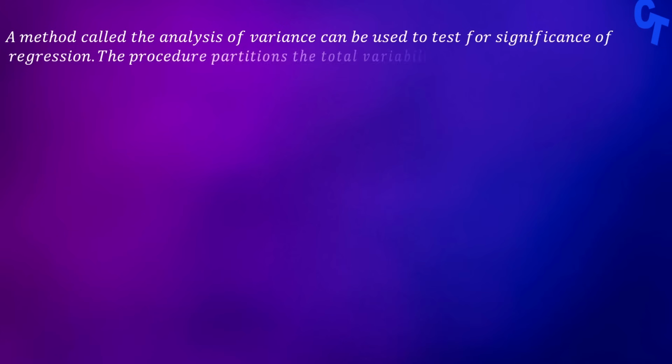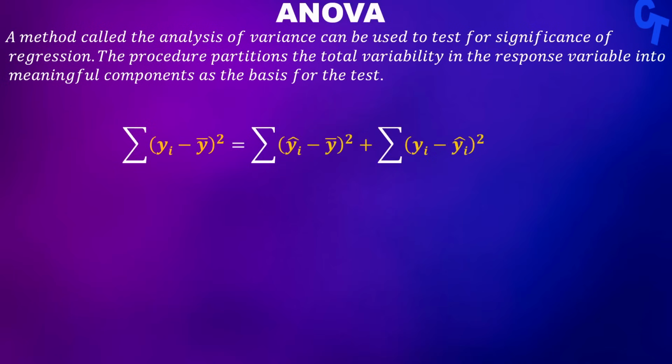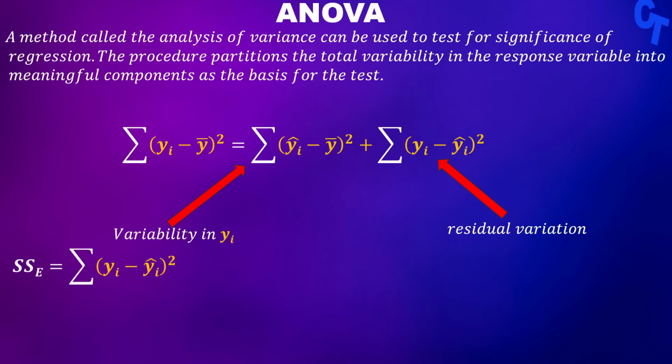Now let's test the significance of the model. We are using ANOVA, which is short for analysis of variance. You can use a t-test if you want. That won't affect the answer. The procedure partitions the total variability in the response variable into meaningful components that form the basis for the test. We use the variance identity. The two components on the right-hand side measure, respectively, the amount of variability in y accounted for by the regression line and the residual variation left unexplained by the regression line.